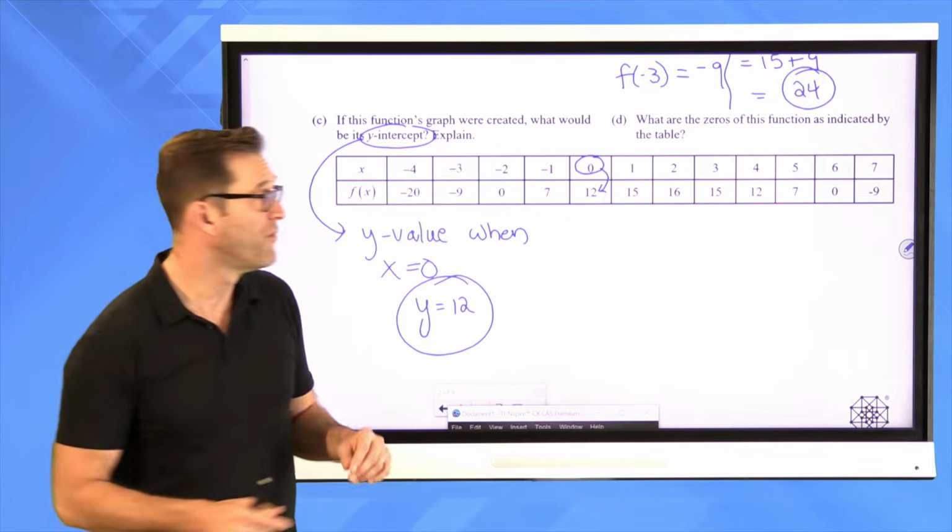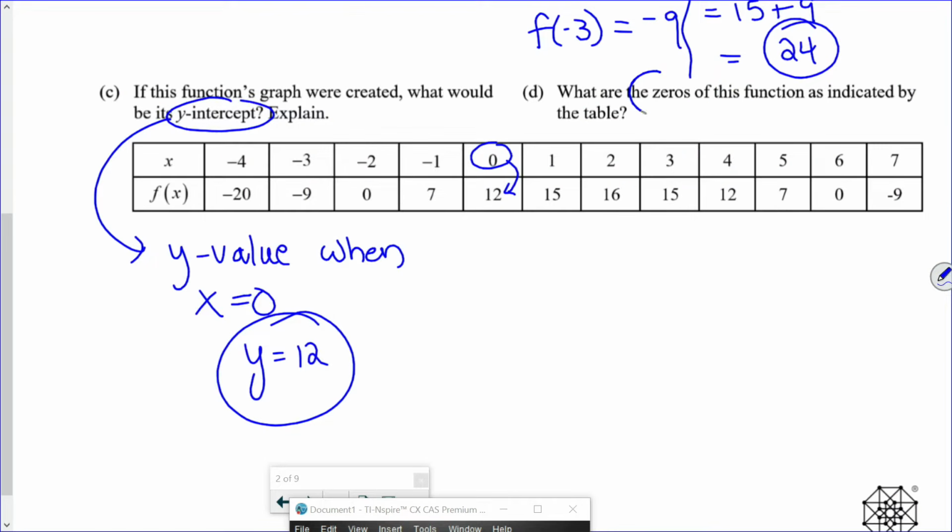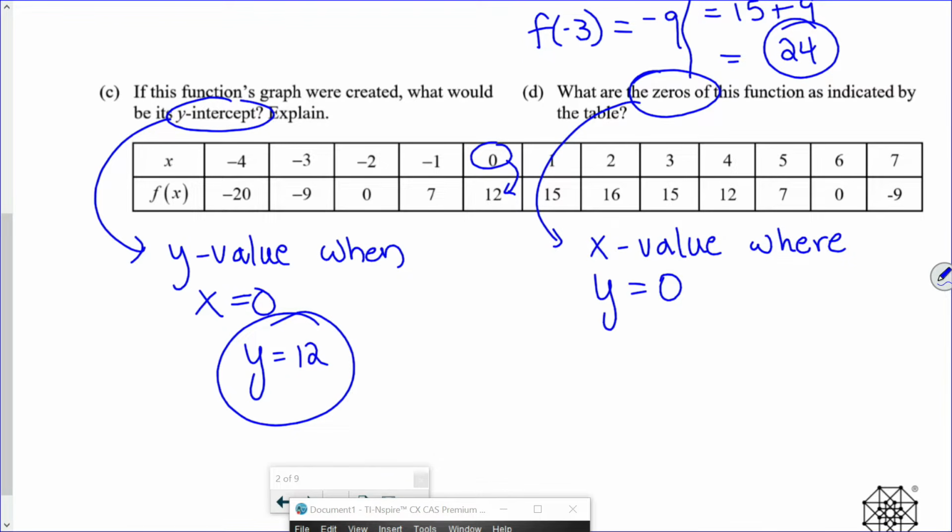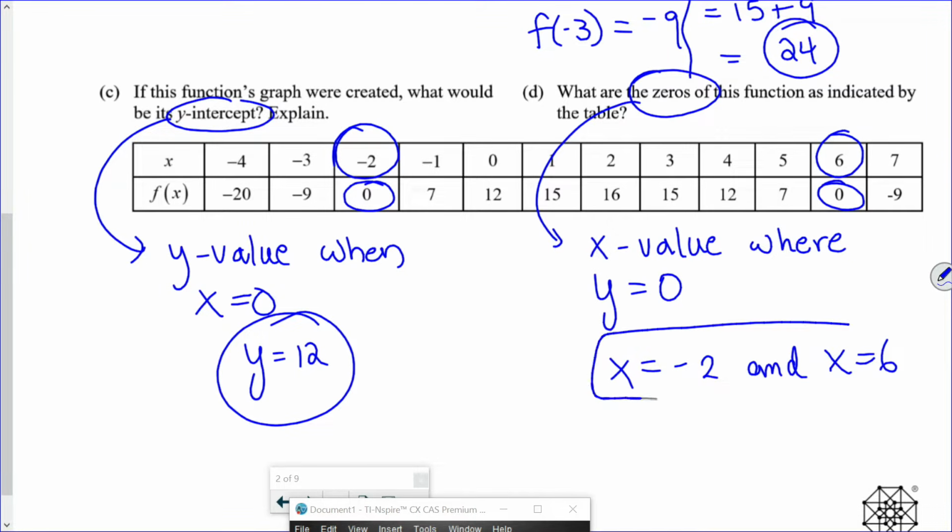All right, well, very, very similar to the y-intercept. The zeros of a function are the x values where y is equal to 0, right? Where the output is equal to 0. So I'm going to get rid of that. There's a place where the y equals 0. But the actual zeros are the x values. So that's x equals -2 and x equals 6. All right.